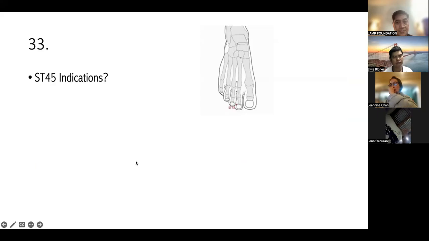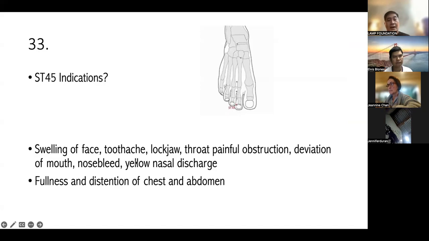Also, Doc, reviving consciousness, swelling of the face, toothache, lockjaw, throat painful obstruction, deviation of the mouth, nosebleed, yellow nasal discharge. Also, fullness and distension of the chest and abdomen. Okay, look at it this way. This is the last point of our stomach channel, so we would always connect it with the head, the opposite end. Can you all get it? Does it make sense?